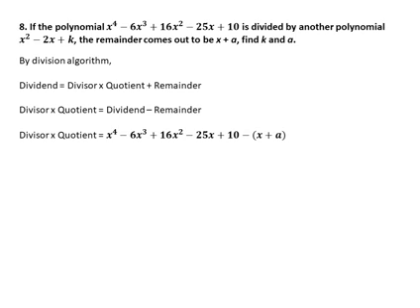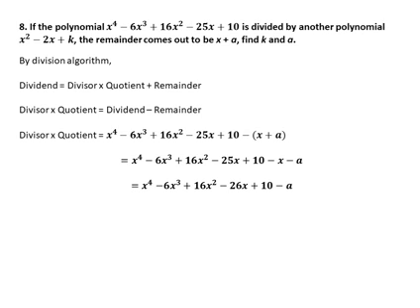Next step, we need to remove the bracket. If I remove the bracket, what will come? Plus x becomes minus x. Then minus into plus a gives minus a. Therefore our divisor into quotient is x power of 4 minus 6x cube plus 16x square minus 25x plus 10 minus x minus a.